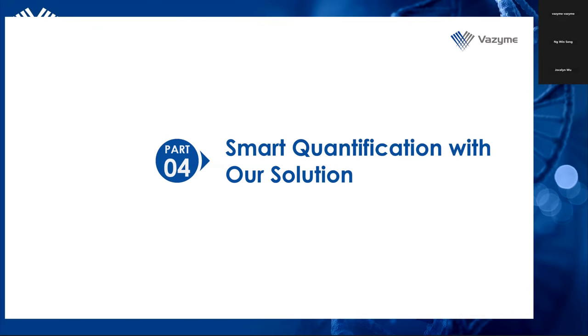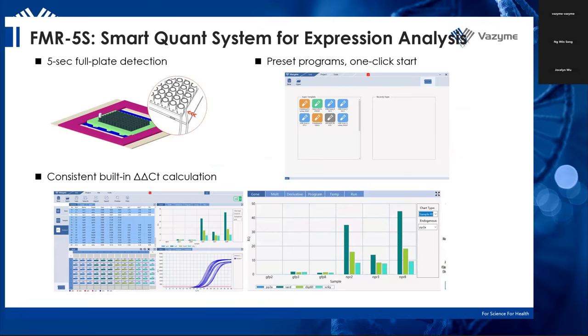Next is smart quantification. This is where I will introduce our new FMR5S, our new qPCR machine. Some of the features include 5-second full plate detection, so the detection speed is very high. We also have preset programs, so it's very intuitive and very easy to use. Just click on your selected program, click run, that's it.